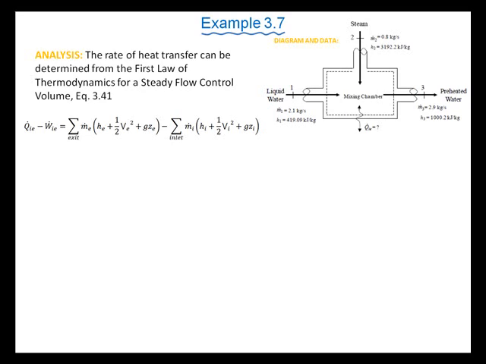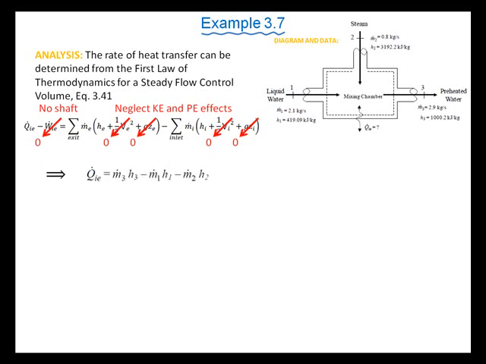Now, our assumptions in the problem said we can neglect the effects of kinetic and potential energy. So let's get rid of those terms right now. Boom, they're gone. They're out of the equation. We also note that there is no shaft. There's no turning shaft. There's no turbine. There's no compressor. There's no pump. So that means our rate of shaft work is also zero, gone. So that simplifies the equation considerably.